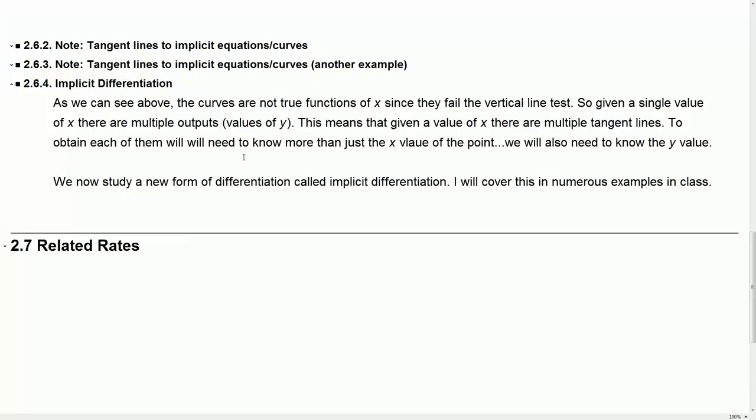All right, this is just a quick little summary. As we can see above, the curves are not true functions of x since they fail the vertical line test. So given a single value of x, there are multiple outputs. This means that given a value of x, there are multiple tangent lines. To obtain each of them, you will need to know more than just the x value of the point. We will also need to know the y value.